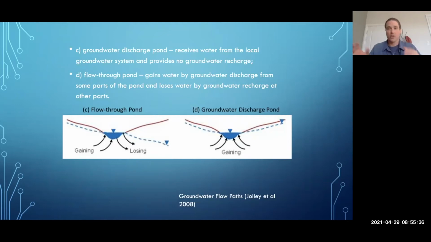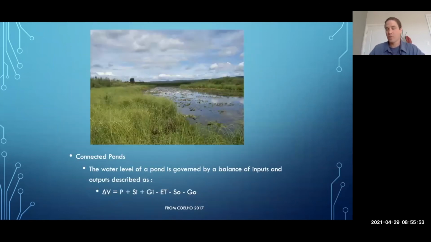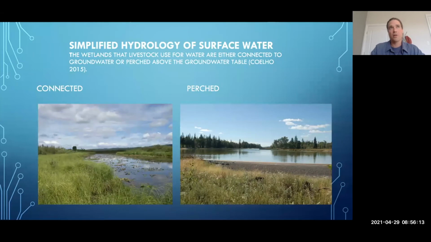So there's complex hydrology that's associated with the wetlands. And so what we need to do is simplify the model and then find a way of identifying basically what's connected and what's not connected, and then that will form the basis of our predictions. And so different from the closed basin pond, the connected pond has this input from groundwater and output of groundwater generally. So what we want to do is simplify the wetlands that livestock use as being either connected or perched. And so perched is our closed basin and connected is our connected.